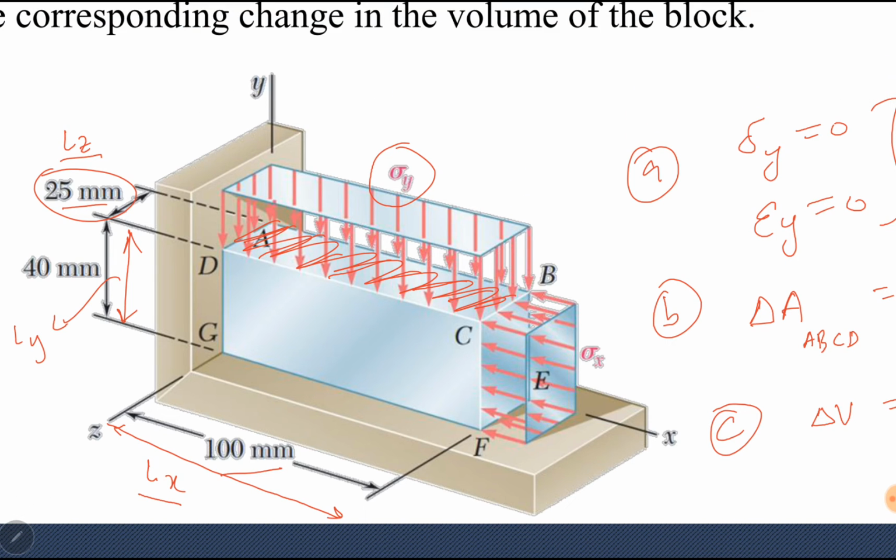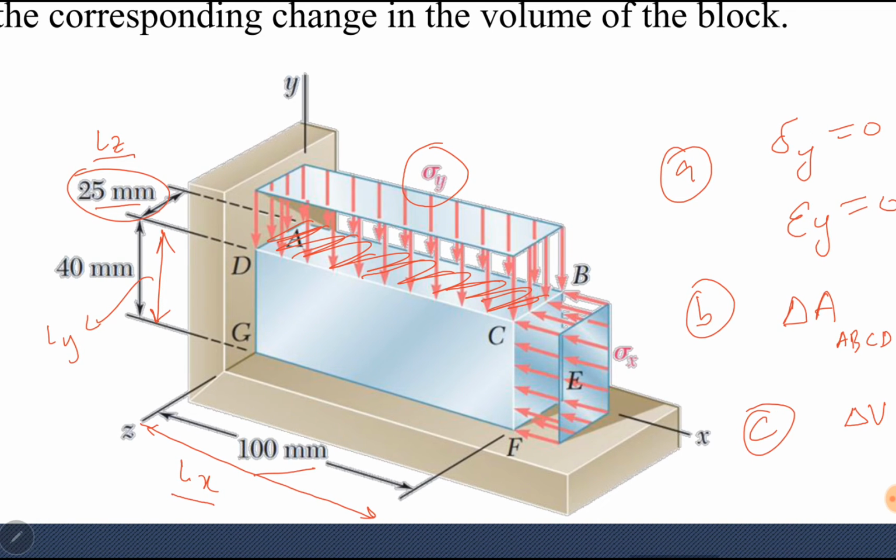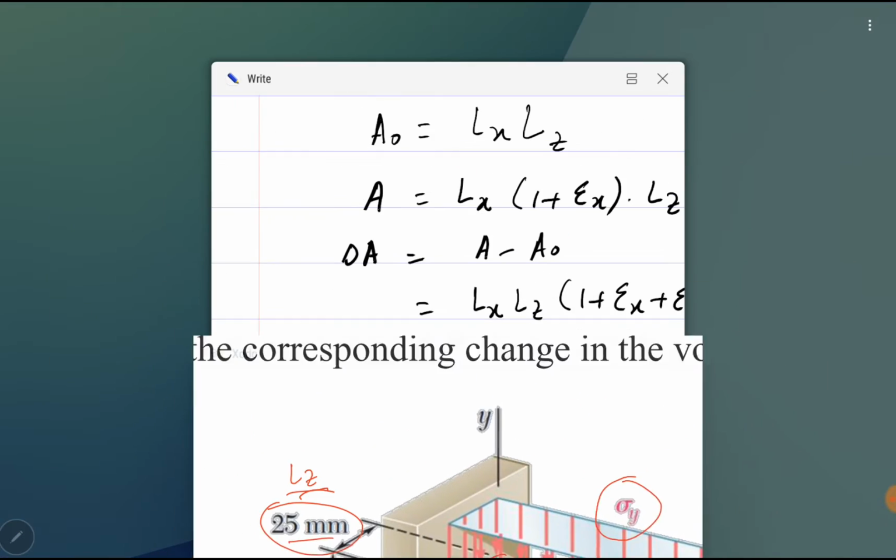Okay, now we have to find change in volume. Volume is three-dimensional. We have to multiply the three lengths Lx, Ly and Lz. This is the initial volume.